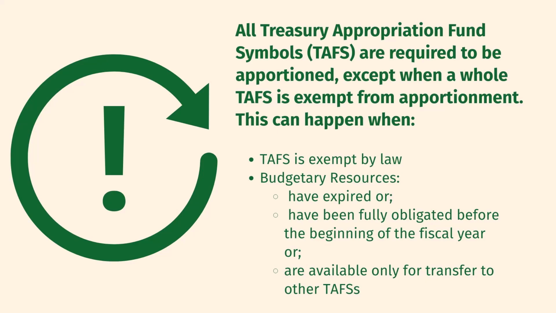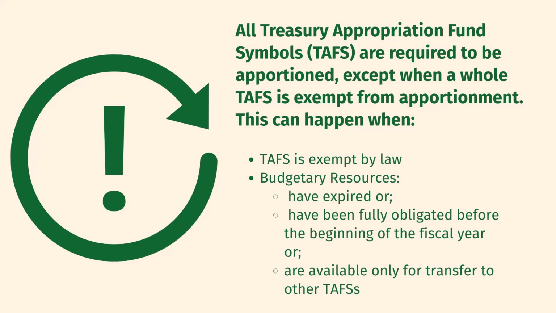When funds expire, agencies can only make outlays against existing obligations, but they cannot create new obligations. Remember, apportionments tell agencies what they can obligate and when. If funds have expired, no new obligations are allowed, so nothing left to control, hence no need for an apportionment schedule. Third, if all budgetary resources have been fully obligated before the fiscal year begins, no apportionment schedule is needed.